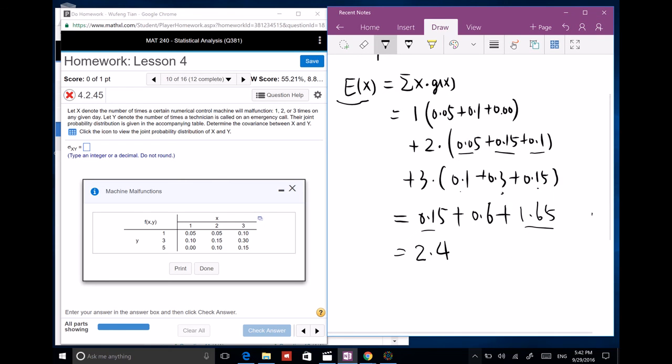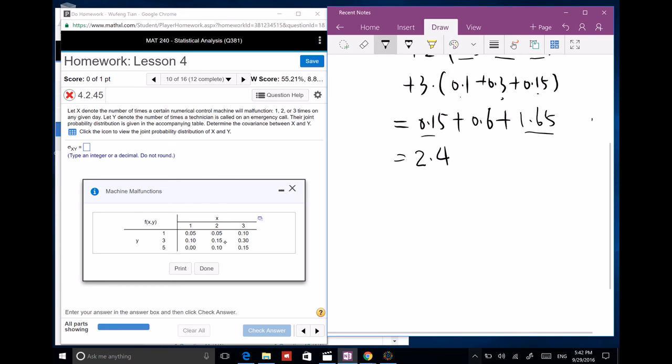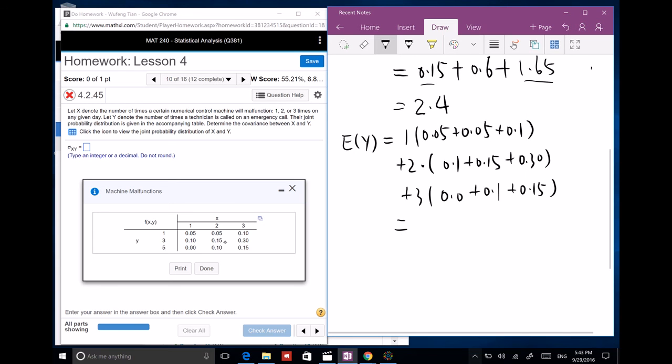So we find E of X, which is 2.4. And then in the same way, you find E of Y. E of Y is 1 times the first row, not the first column anymore, because Y is a row. So 0.05 plus 0.05 plus 0.1, plus 2 times the second row, 0.1 plus 0.15 plus 0.30, plus 3 times the third row, 0.0 plus 0.1 plus 0.15. And then you find E of Y.